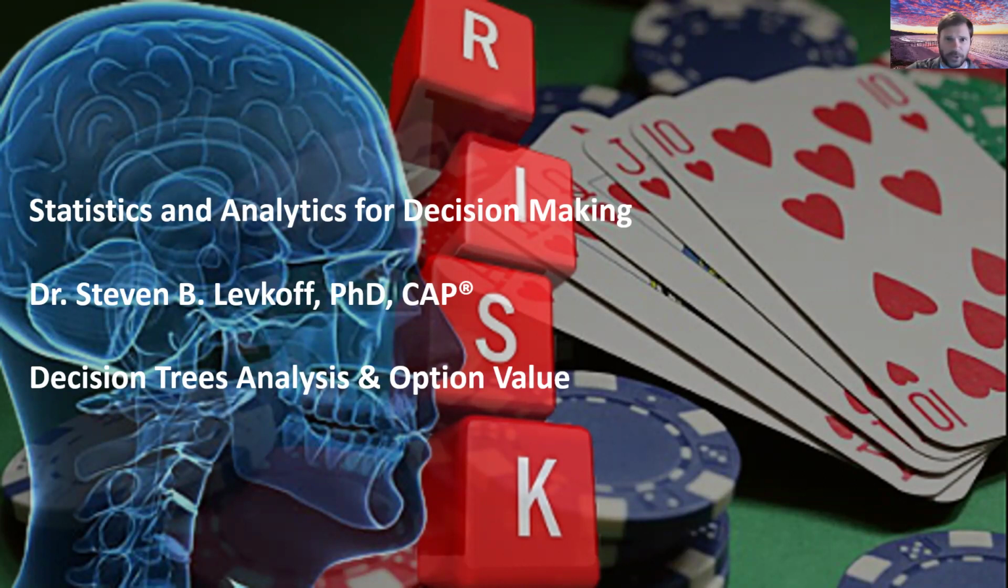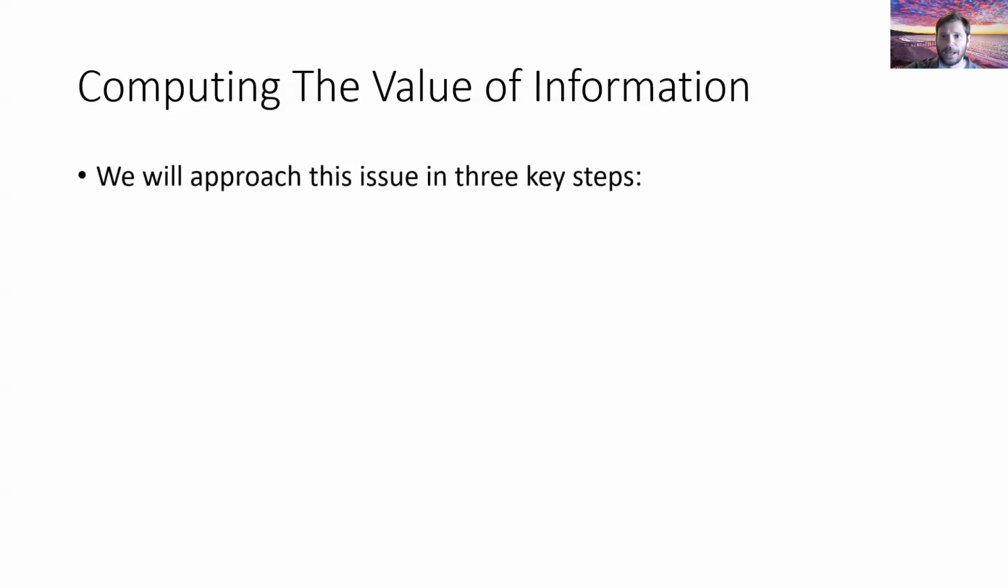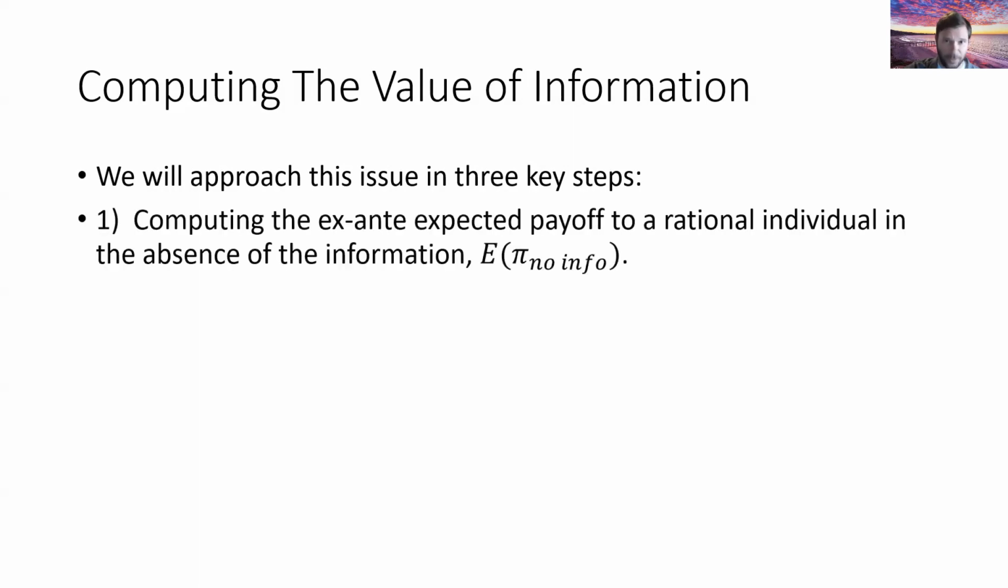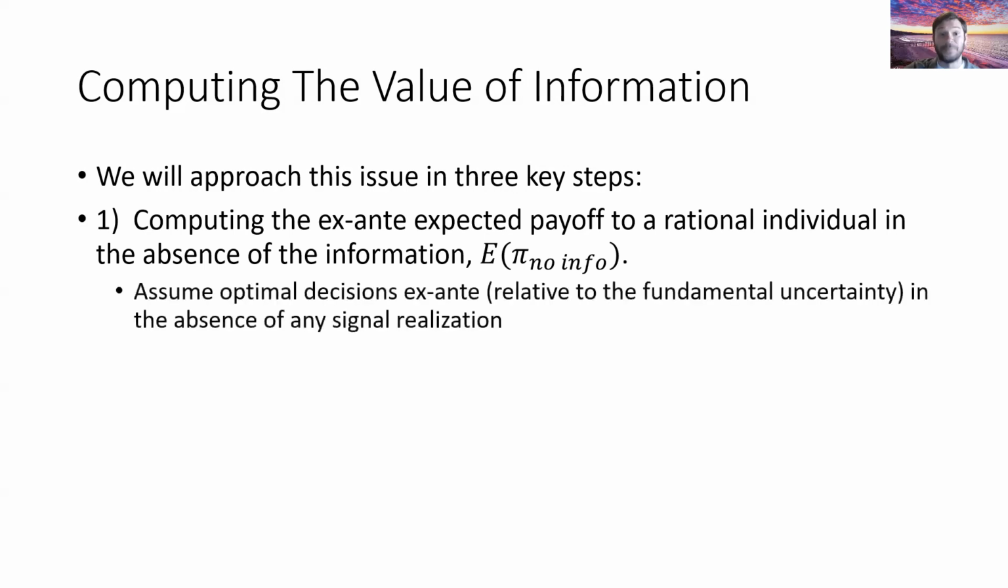In this segment, we're going to work through a very simple example to derive the option value of a piece of information. And the way we're going to do this is by using a three-step approach here. The first step is going to involve us computing the expected payoff to an individual in the absence of the relevant piece of information that we're going to be considering. So we'll figure out how well off are they without the information, and we're going to assume that they are behaving optimally ex ante. Ex ante means before any uncertainty is realized.